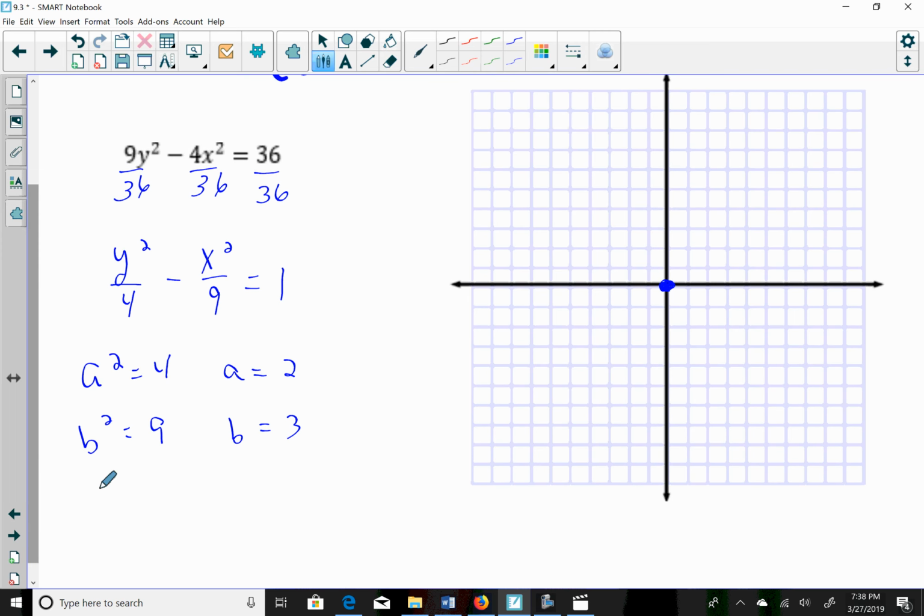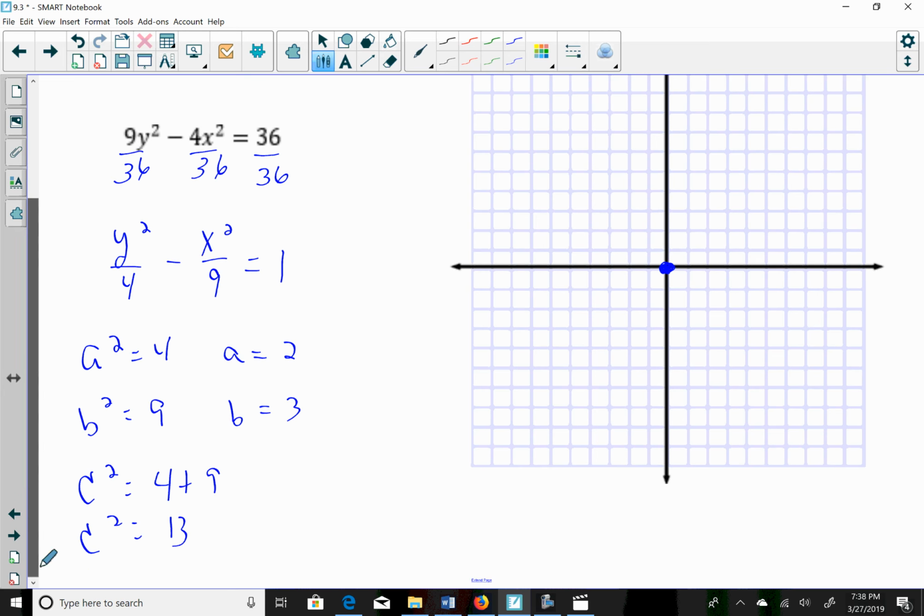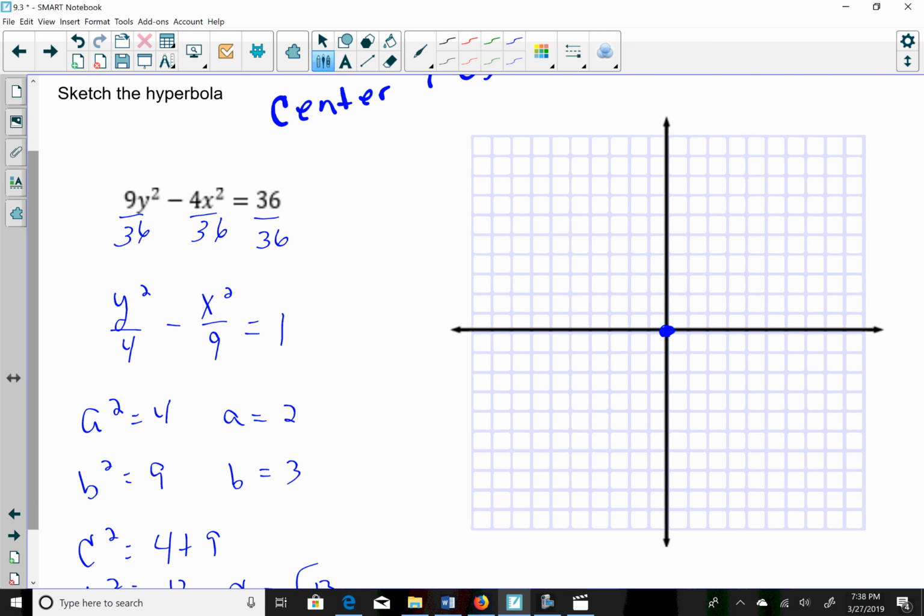I might as well find my C while I'm here. So C squared is equal to A squared plus B squared. So C squared is equal to 13, which means C is equal to the square root of 13. Cannot simplify that, so I'm going to leave it. So when I go to find the distance between my center and my vertices, it's going to be 2 units. So 1, 2. We have a vertice there and a vertice there.